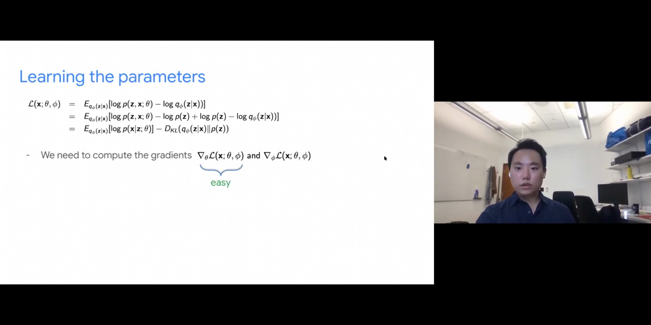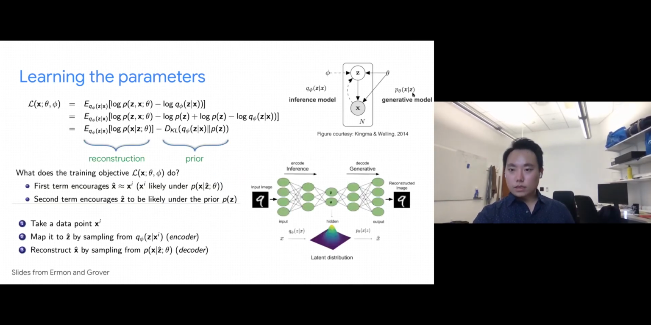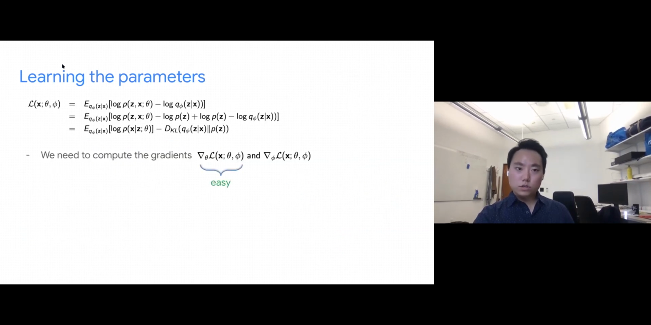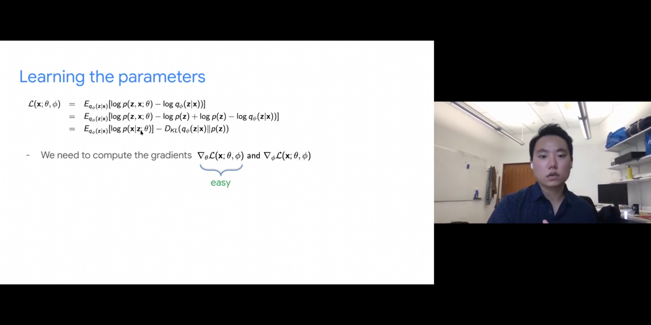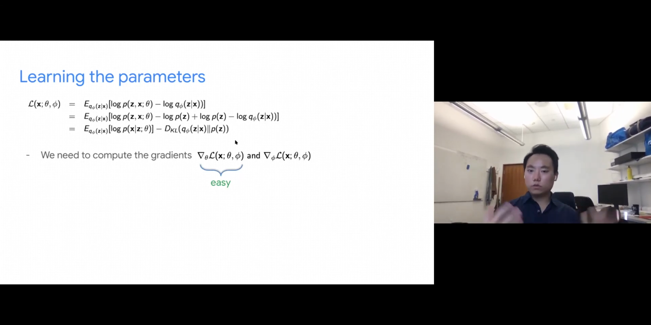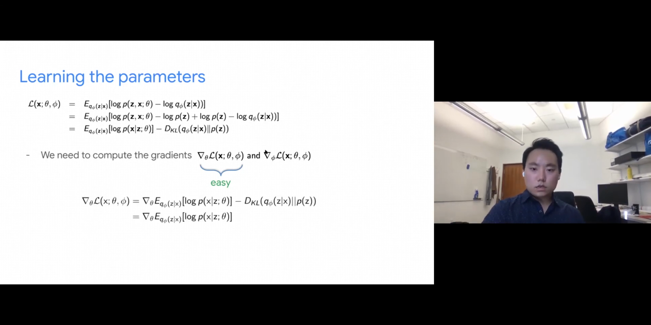Theta is the parameters for the generative model from latent representations to your data, and phi is the inference model from x to your latent variables. So there are two sets of parameters we want to optimize, both theta and phi. To do that, we want to take gradients of this loss function with respect to theta and phi. The gradient with respect to theta is easy. Why is that? I can just write it out.